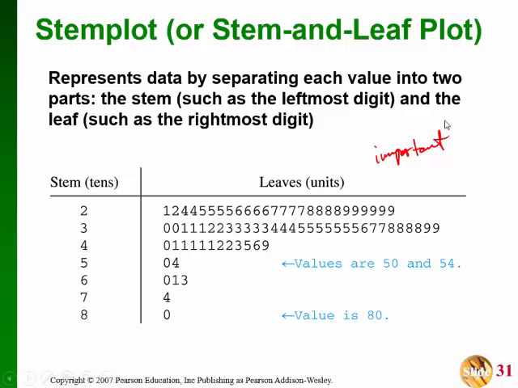I should do this in a different color. It'd be 21. The 2 in the stem and then the 1 in the leaves gives a 21. The 2 in the stem and the 2 in the leaves gives a 22. There's a 2, 4, 2, 4. There's 2 of them. And 1, 2, 3, 4. And so on.